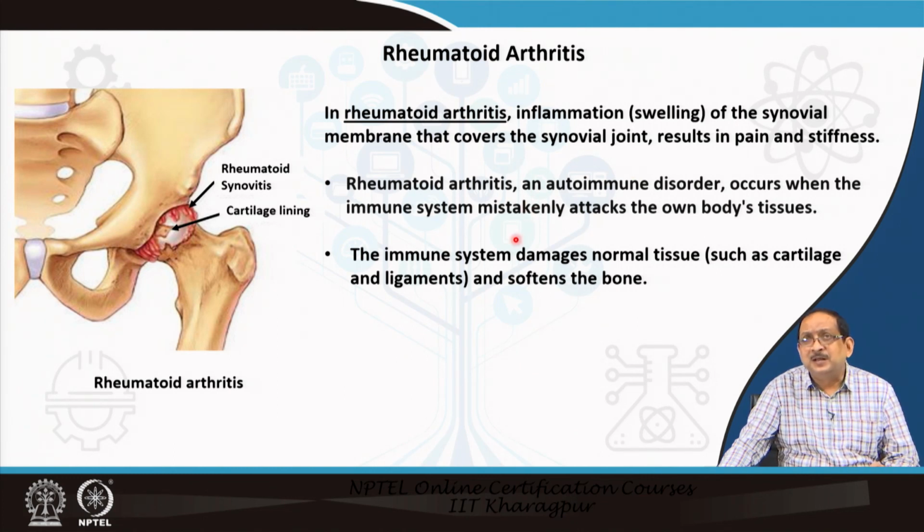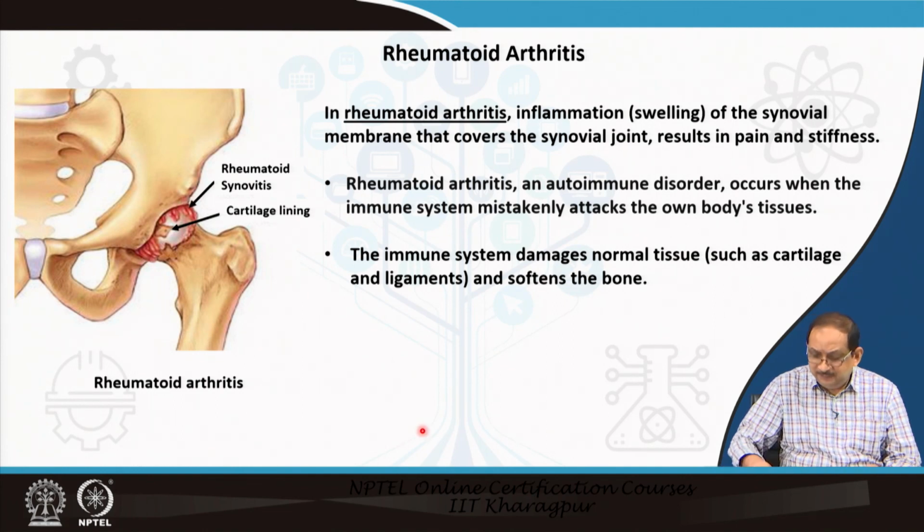It may be noted that rheumatoid arthritis is an autoimmune disease. It occurs when the immune system mistakenly attacks the body's own tissues. The immune system damages the normal tissue such as cartilage and ligaments and softens the bone. Rheumatoid arthritis also affects the synovial fluid within the synovial joint.